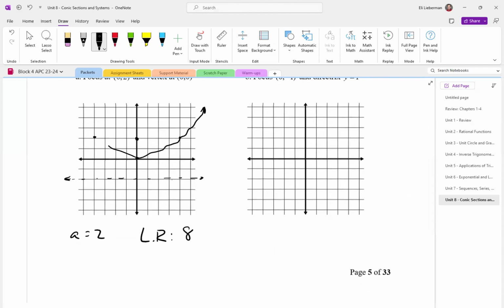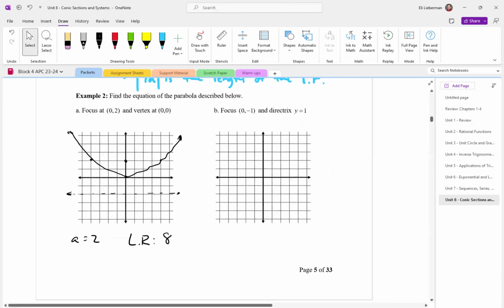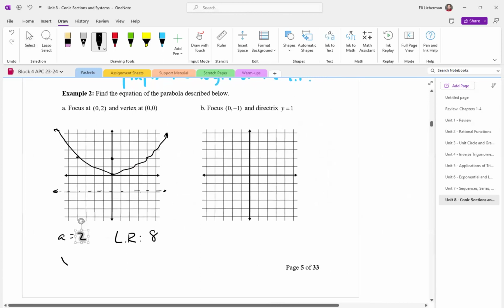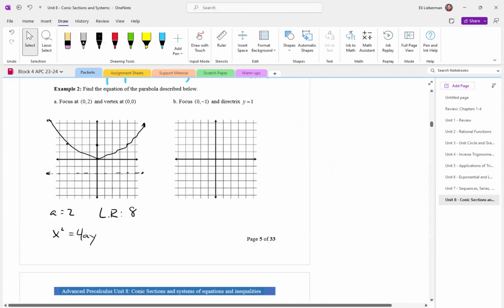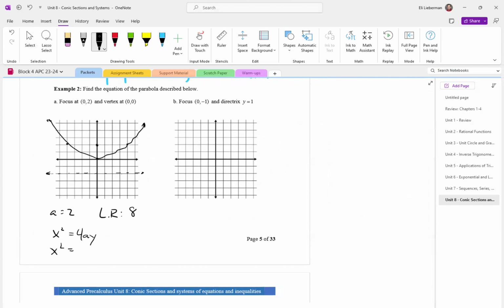Can you give us the equation of the parabola, please? We'll start off with x squared equals 4ay. You told us that a is 2, so we know that x squared is equal to 8y. Are we okay with this? Yeah, that's perfect. That's exactly fine. Thank you so much. Any questions?